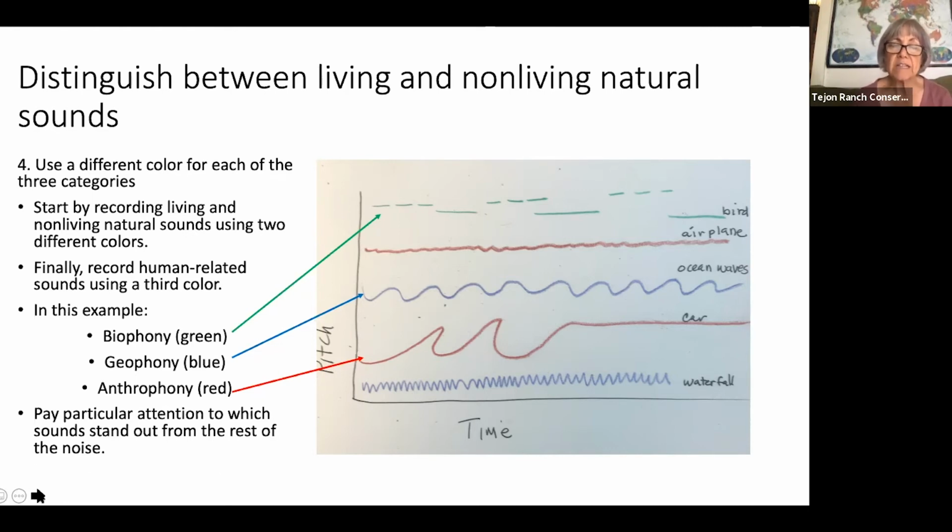Just pay really close attention to what sounds really stand out from the rest of the noise. Sounds standing out do not necessarily stand out because they're loud.